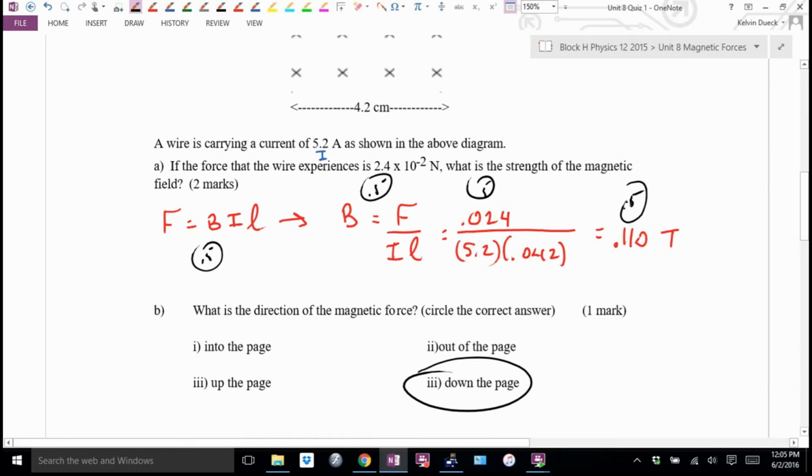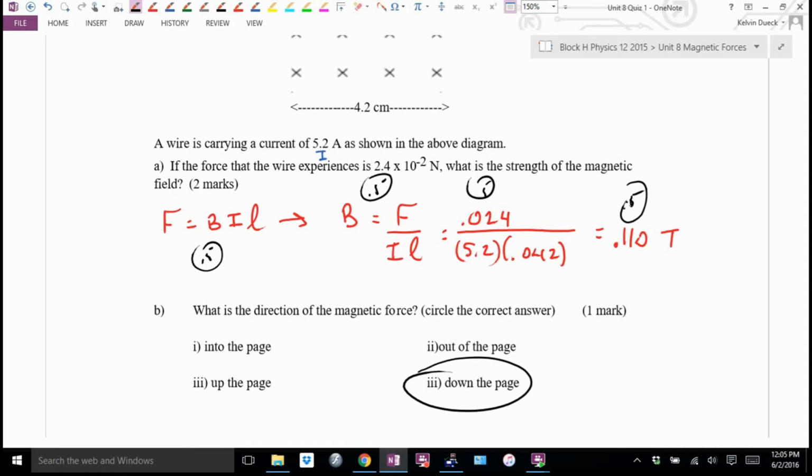Before you turn the page, another good question would be to tell you the force is down the page and say which way is the current. Or to tell you the force is up the page and say which way is the current. Or to tell you the direction of the current and the direction of the force and say which way must the magnetic field be pointing. So all of those are fair right-hand rule questions.